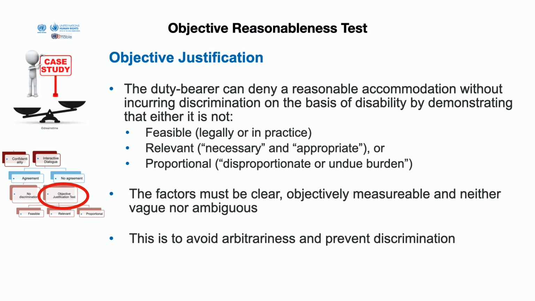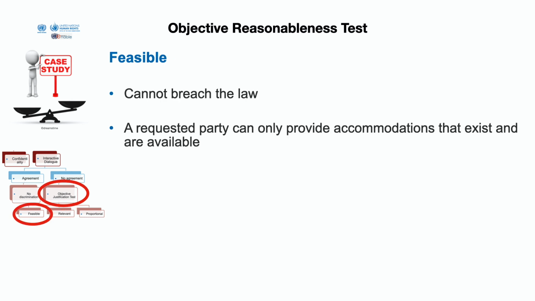The duty bearer can deny reasonable accommodation without incurring discrimination on the basis of disability by demonstrating that it is either not feasible, relevant, or proportional. The first element of the objective justification process is feasibility. When providing reasonable accommodation, the institution cannot breach the law. Moreover, the institution can only provide accommodations that exist and are available.